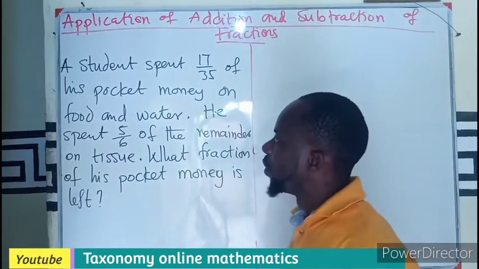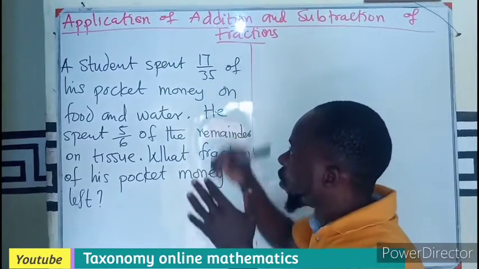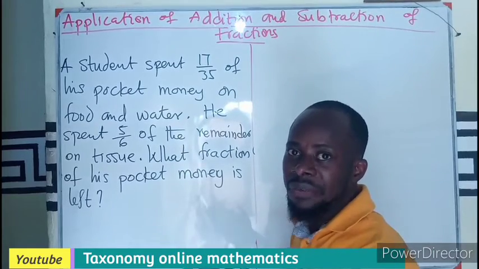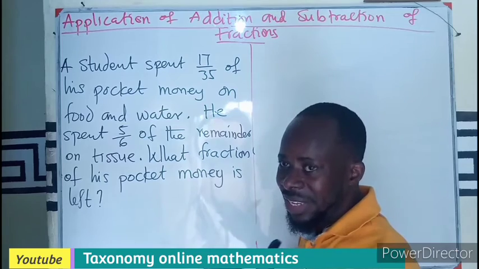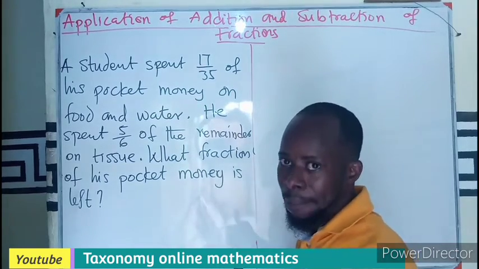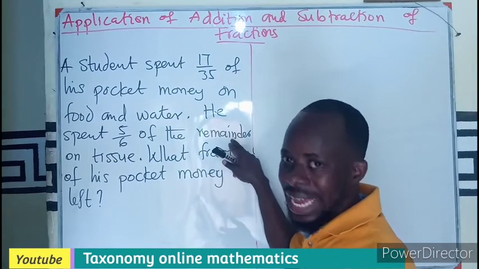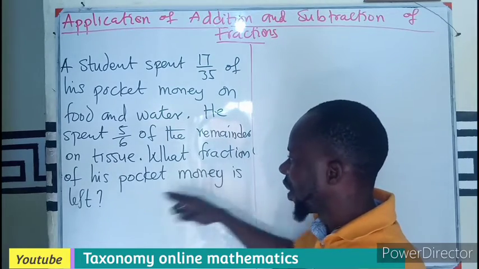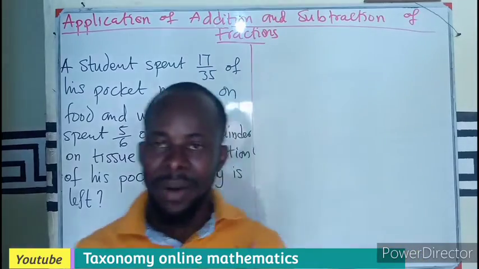In this video, I'm going to provide an answer to this question based on application of addition and subtraction of a fraction. A student spends 17 over 35 of his pocket money on food and water. He spent 5 over 6 of the remainder on tissue. So what fraction of his pocket money is left? So this is our task.